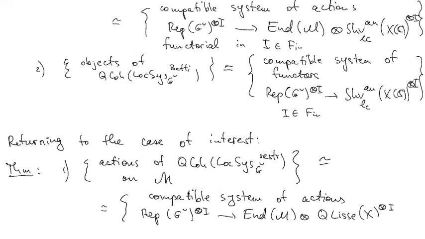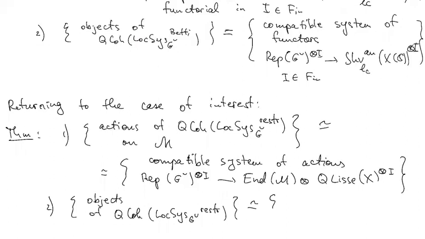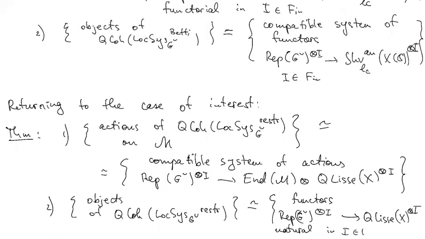And similarly objects which are constructed are the same as functors check tensor I to, again, just formally replace natural a finite set. Okay, great.